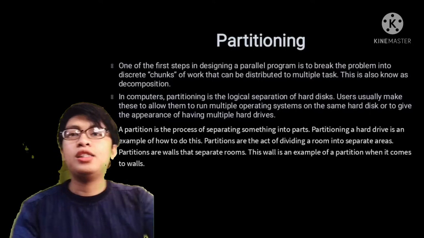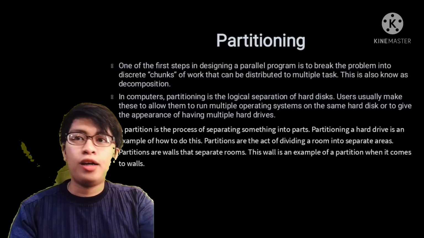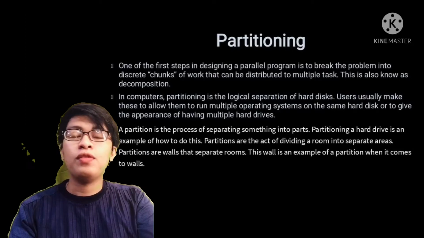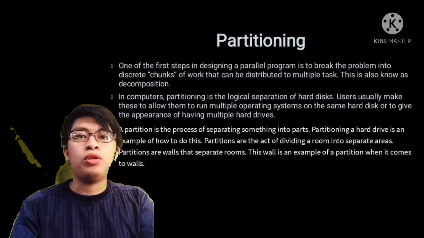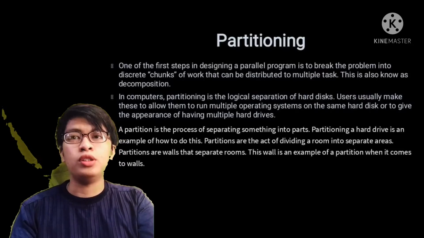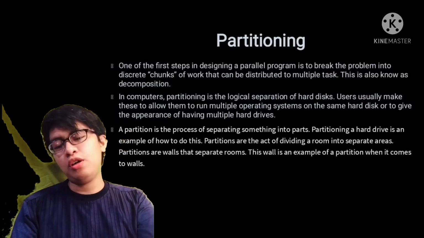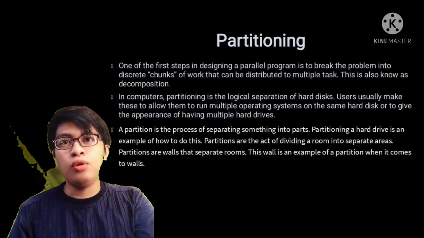A partition is the process of separating something into parts. Partitioning a hard drive is an example of how to do this. Partitions are also the act of dividing a room into separate areas. Partitions are the walls that separate rooms. This wall is an example of a partition. In short, partitioning is the division of the task of what a computer has to do.